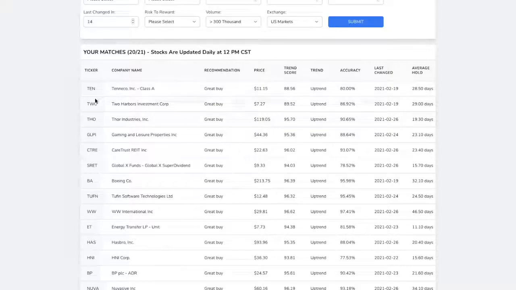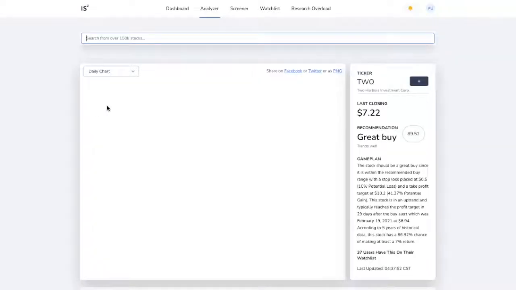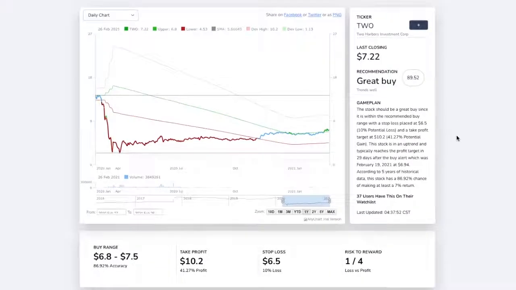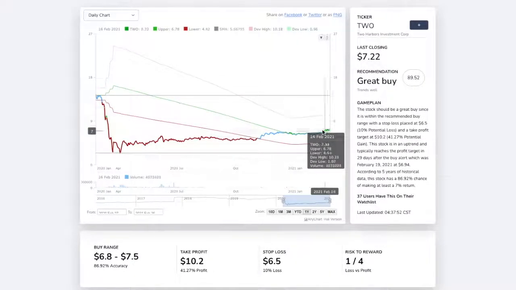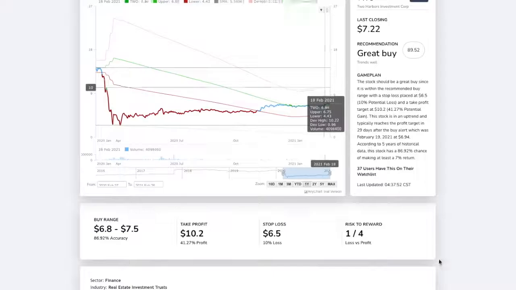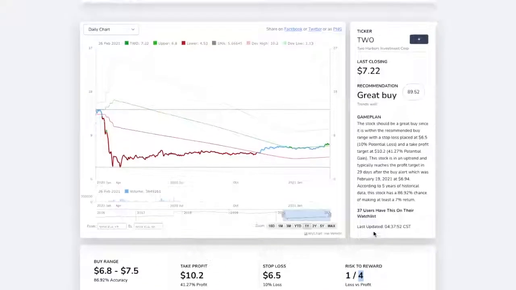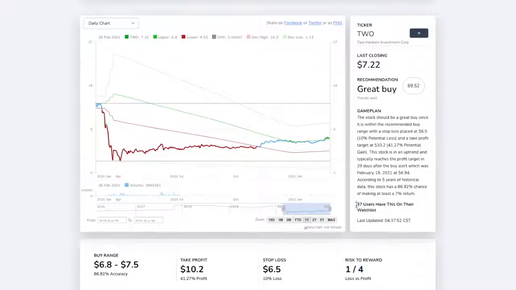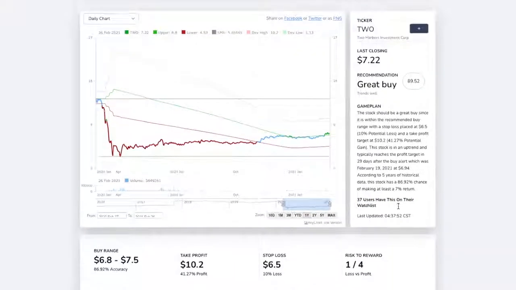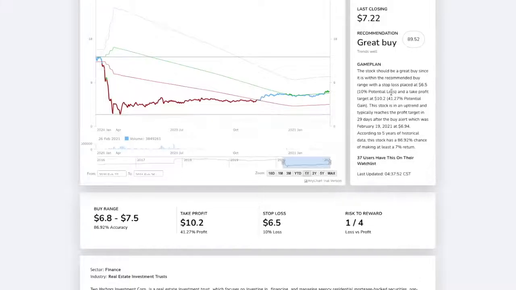Let's start off with TWO, because that's a $7 stock. That's a great price range for day trading. As we can see here, this stock is projected to go higher at the moment. We have a 1 to 4 risk to reward, meaning that we risk $1 to make $4, and this is going to be a great stock to look at. There are already 37 users who have this on their watch list and are planning to buy, so that's really good to see. And you can break down the plan and what's going on right here as well.